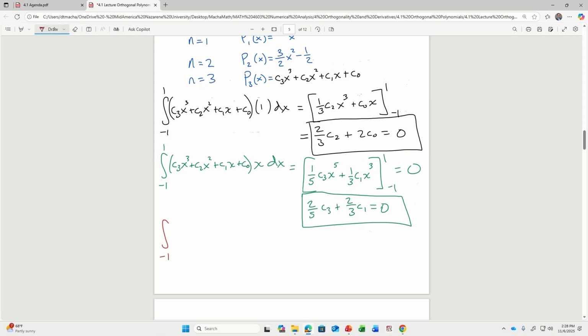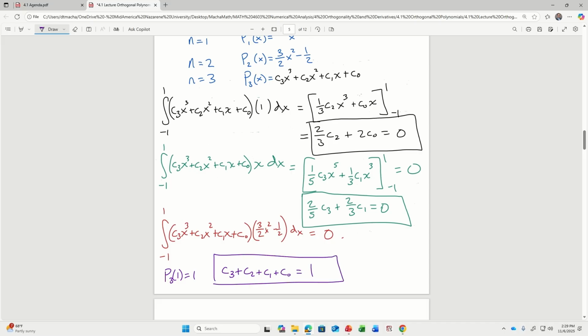The next thing I would do is take the inner product between this Legendre polynomial of degree 3 and the Legendre polynomial of degree 2, which is 3/2 x squared minus 1/2, and then make sure that's set equal to 0. And then the last thing I would do is take the Legendre polynomial of degree 3, plug in x equals 1, and make sure that it gives me 1 at the end.